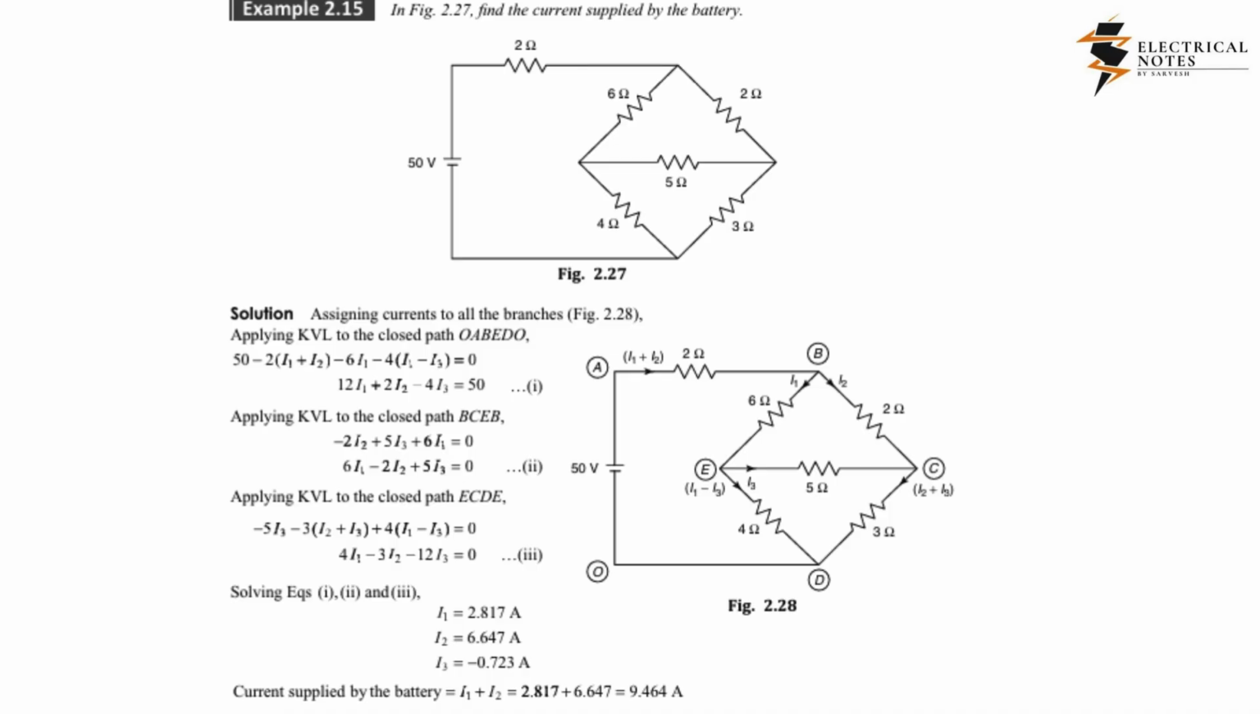Minus A. Current supplied by battery A equals I1 plus I2, which is 2817 plus 6647, equals 946.